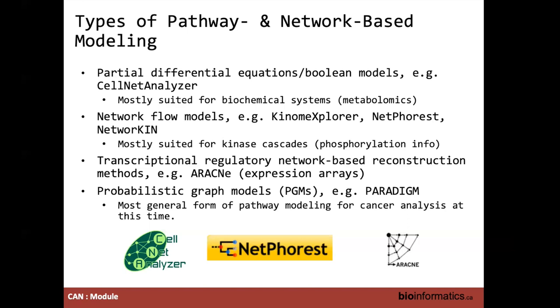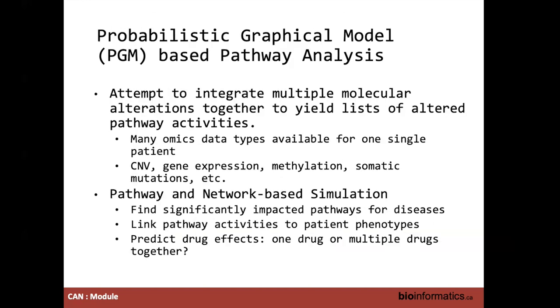In the remaining couple of slides, I'm going to talk about something called PGMs, and in particular a tool called PARADIGM. PGMs, or probabilistic graphical models, are a widely used technique in machine learning and statistics for modeling complex dependencies amongst multiple variables. They use methods such as Bayesian networks to learn cellular networks from gene expression data. You can apply PGMs to cancer network analysis. The goal is to integrate multiple data types to find significantly altered pathways or networks, and to link biological pathways or networks to the activities of patient phenotypes.